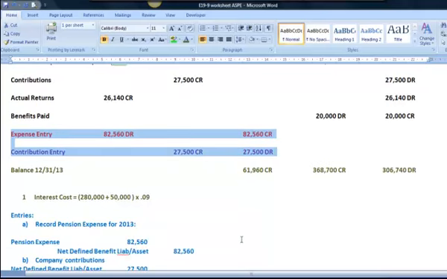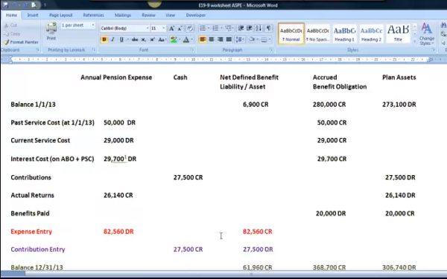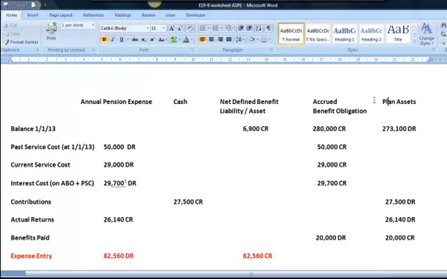So now when we're making the entries, the expense entry here in this line would be to debit the pension expense and credit the net defined benefit liability / asset by $82,560. The contribution entry here to make contributions to the plan would credit our cash and debit our account net defined benefit liability / asset. Remember, these two here aren't our accounts, so we can't debit and credit those accounts.